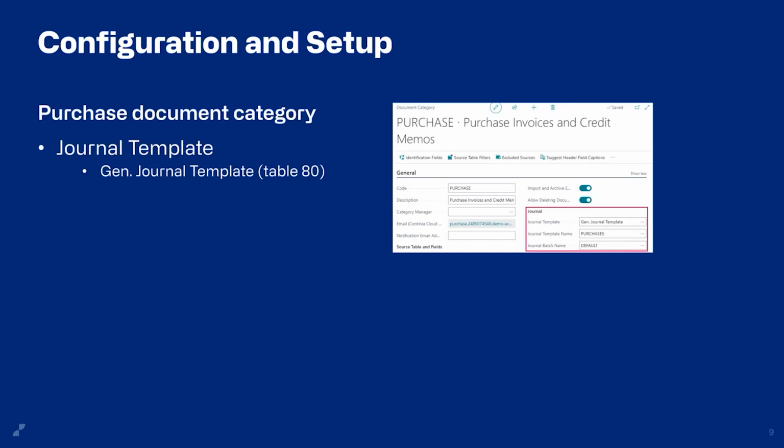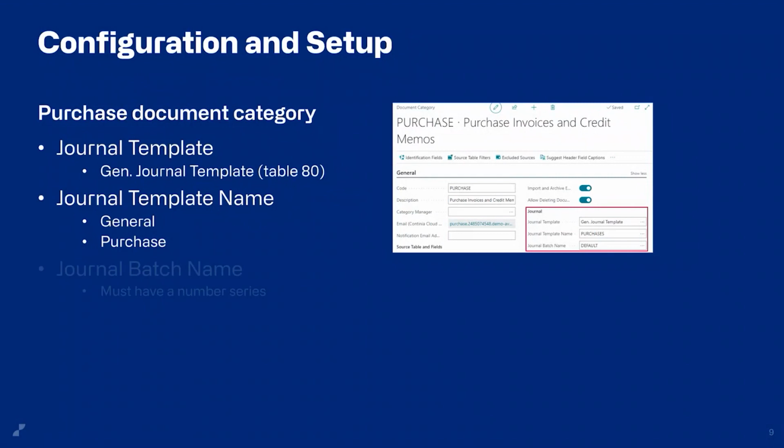Please look at the image to the right for the specific areas you need to change or update. We have the journal area where we choose a general journal template, and currently only table 80 is supported, the one chosen here. But you can choose different template names like general or purchase. Under that template name, you can choose any batch name. There's only one requirement: the batch name must have a number series attached to it, in order to allow Document Capture to generate lines with automatic numbering of the lines.